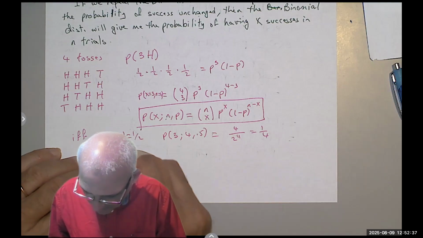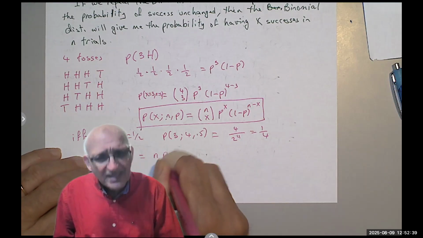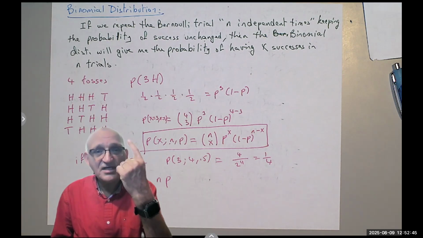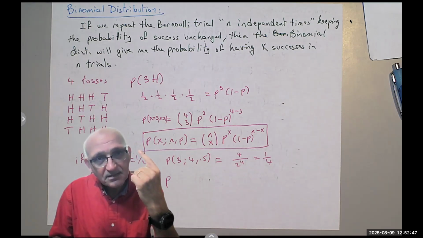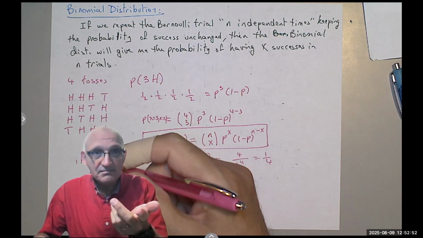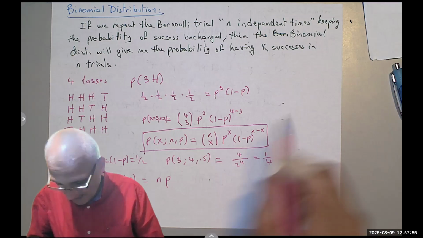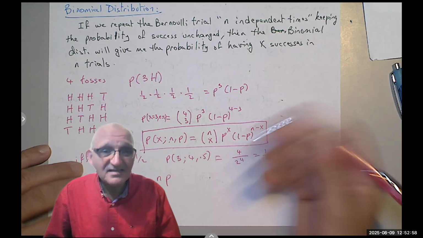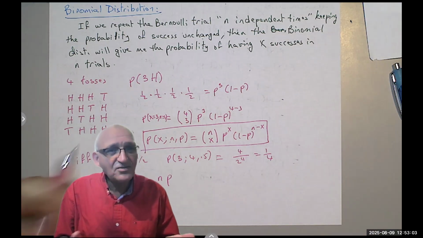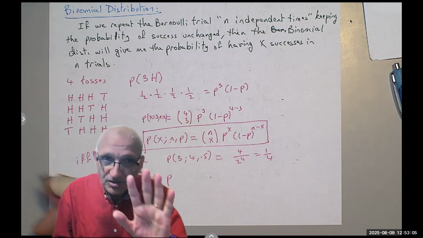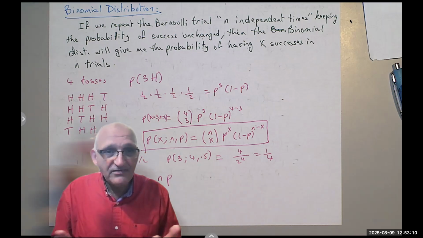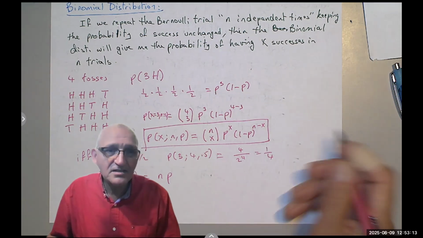The expected value of x here turns out to be NP, which makes sense. Why does it make sense? Because we said the probability of success in one trial is P. So if I repeat the trial n times and they are independent, and really they are, I expect to get n times P. Meaning, if I toss a coin 10 times, I expect to get 5 heads and 5 tails. Not I guarantee. Remember, that's the expectation. 10 times 1/2 is 5.